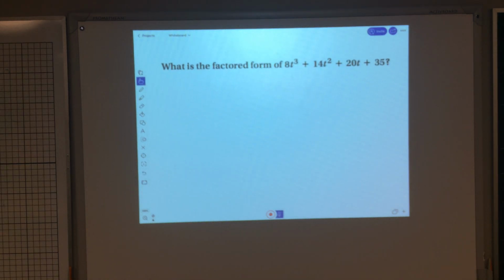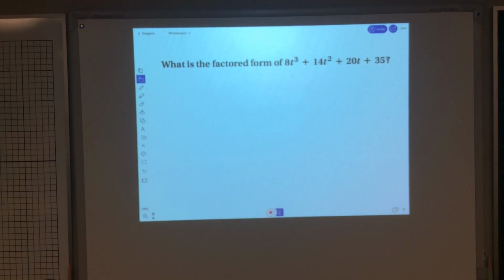Okay, so let's look at one of these. Here we have 8t to the 3rd power plus 14t squared plus 20t plus 35. I'm going to split this right here in half. First I should have looked: does anything come out of all 4 of these terms? The first 3 are divisible by 2t, but 35 is not, so nothing is going to factor out. So then I split it into 2 like I did.